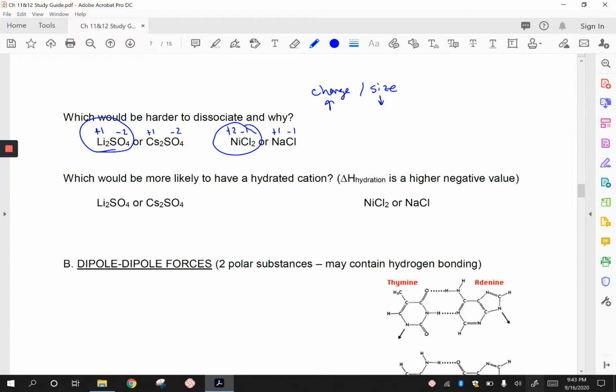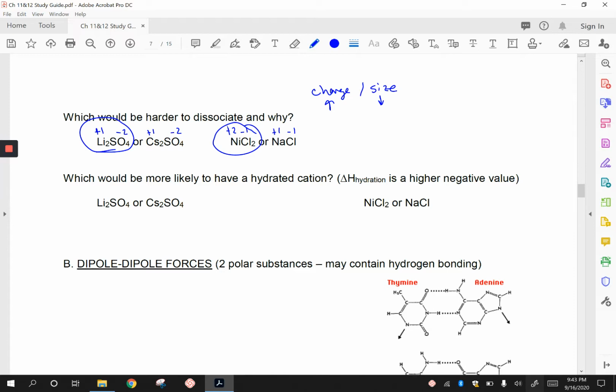Let's look at the next question. It says, which would be more likely to have a hydrated cation? So the delta H of hydration has a higher negative value, like it's more favorable to hydrate it, to surround it with water particles. Well, the ones that are attracted to water more are going to be easily hydrated, right?